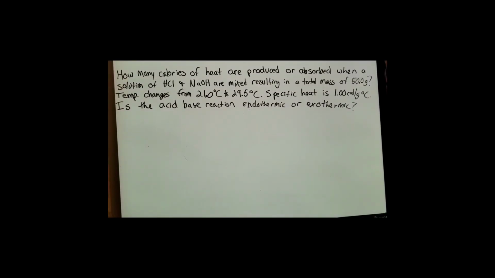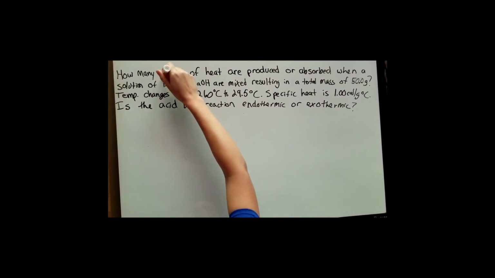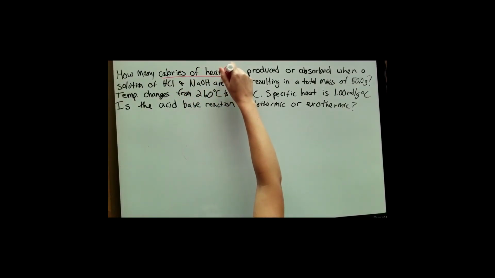The first question that we're going to look at is how many calories of heat are produced or absorbed when a solution of HCl and NaOH are mixed, resulting in a total mass of 50 grams. So it's a large word problem, so we need to pick out some clues that will help us solve. First off, it's asking us to solve for calories of heat.